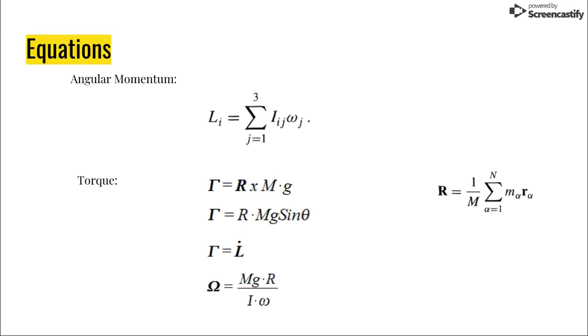The two equations we will focus on are the angular momentum and torque. Angular momentum is defined as the inertia times angular velocity for each axis. As mentioned, the torque is due to gravity and the weight of the top.